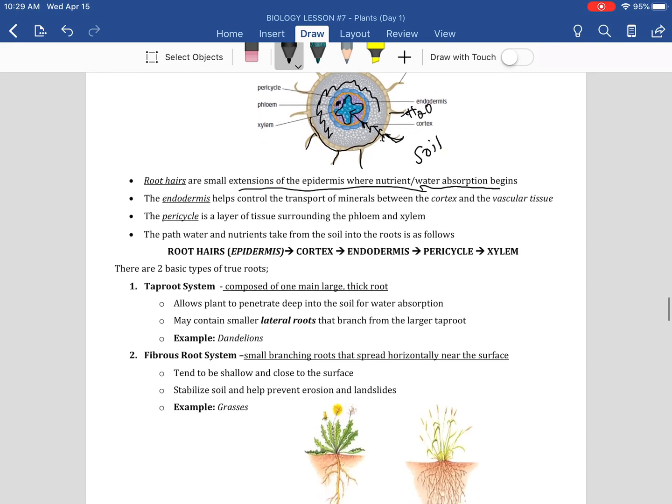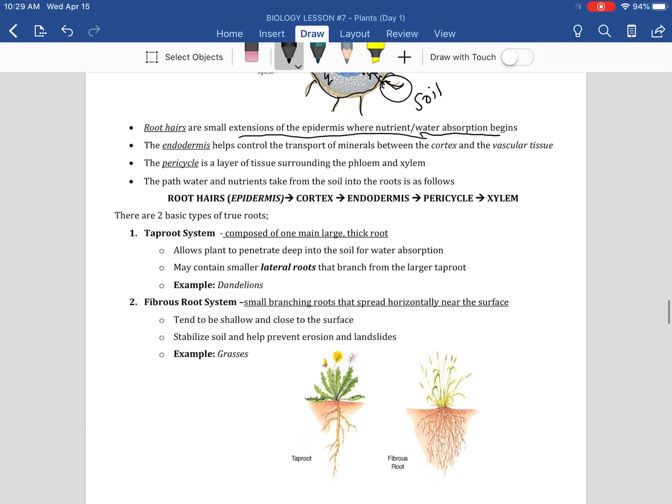So there are two kinds of roots. All right, two main kinds of roots. The first one we're going to look at is this one right here. Okay, so like a dandelion. If you ever try to pull out a dandelion, you'll know that there's a huge long root that often follows when you pull it out. All right, so a taproot is one main large root.